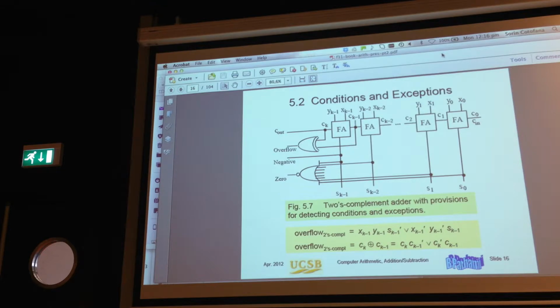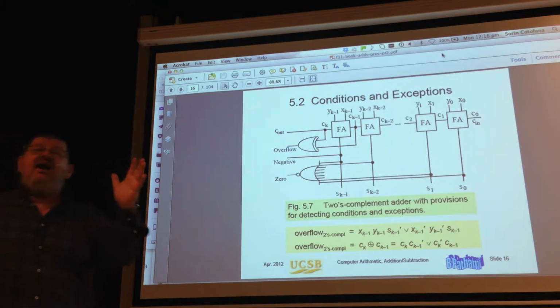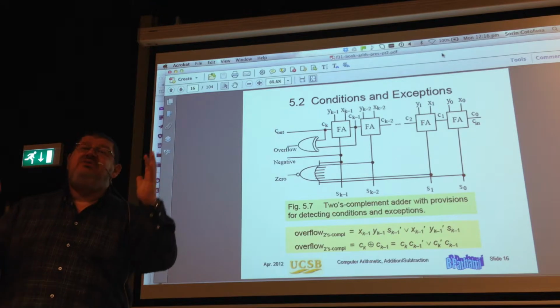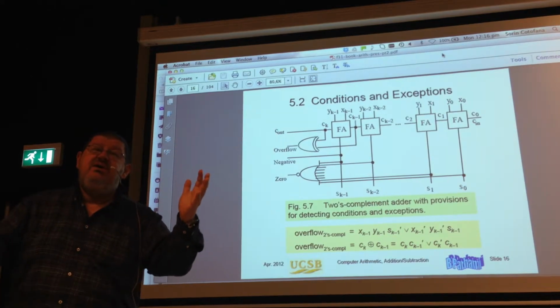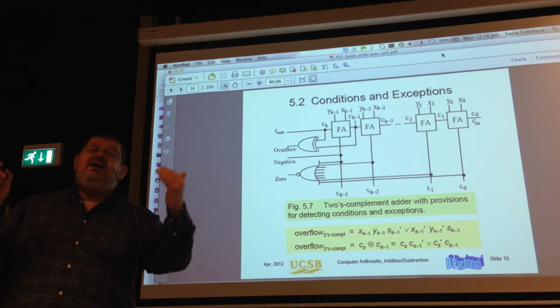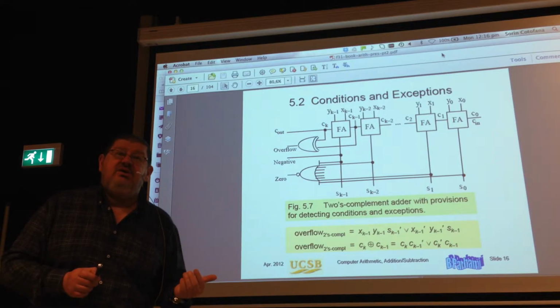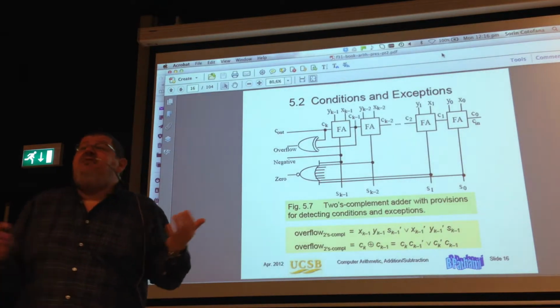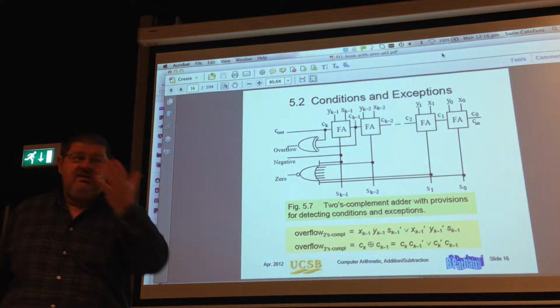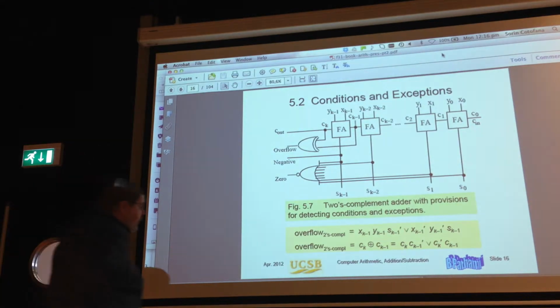Whenever I add a negative and a positive number, or the other way around, I always have a good result. But when I add 2 positive numbers or 2 negative numbers, it might be that the result is larger than the largest representable positive number or smaller than the smallest representable negative number. And I have to know that. This is called an overflow.